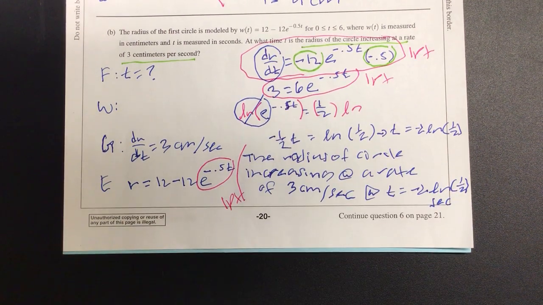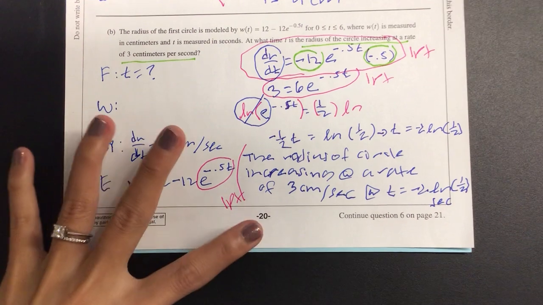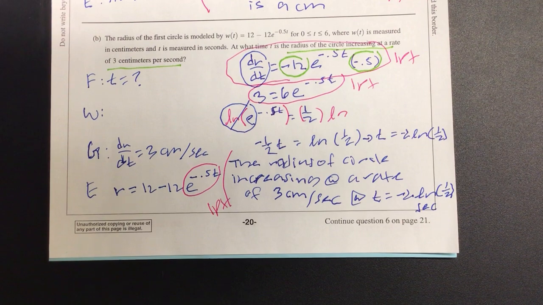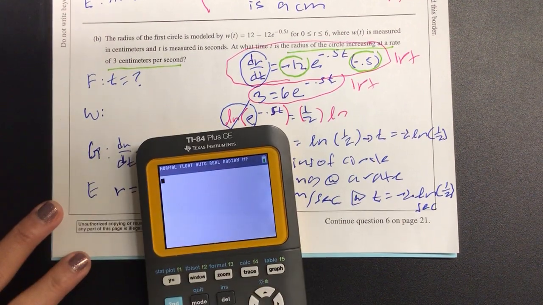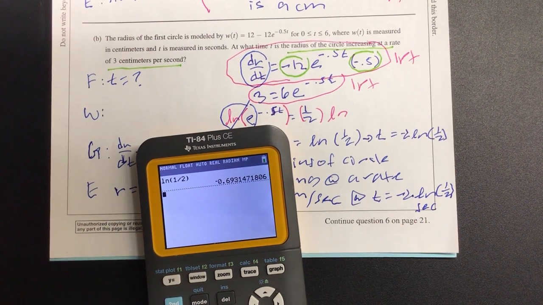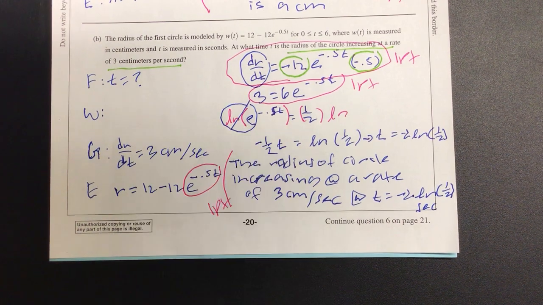Okay, I want to talk about something real quick. If I plug in natural log of 1/2, and I'm just proving a point here, if I plug in natural log of 1/2, ooh, not 12. It's going to give me a negative number. So that negative times the negative 2 is positive. So it does make sense that the time is positive, okay? That's just extra story behind it, okay?